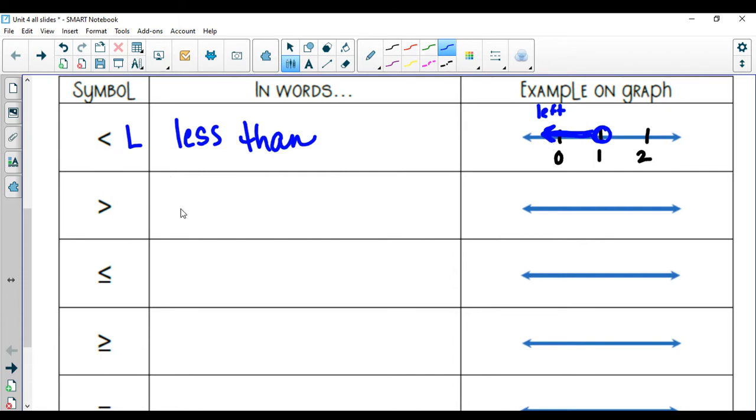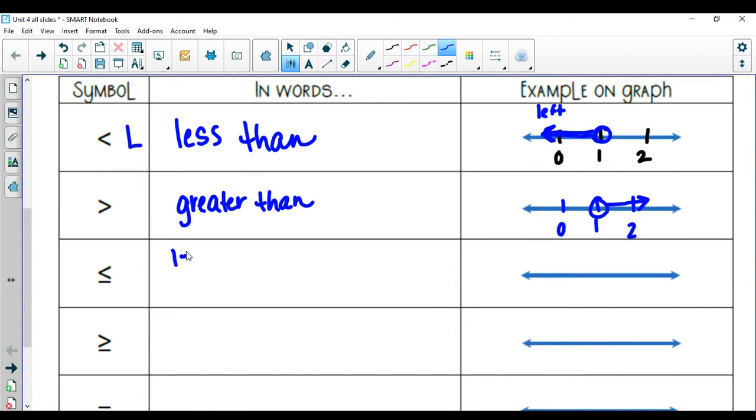With this being less than, this one is greater than. And similarly to this one, let's just call this 1 and 0 and 2. We are also going to have an open circle here, and then greater than is going to shade up to the right. And that makes sense. Numbers greater than are up on the right side.